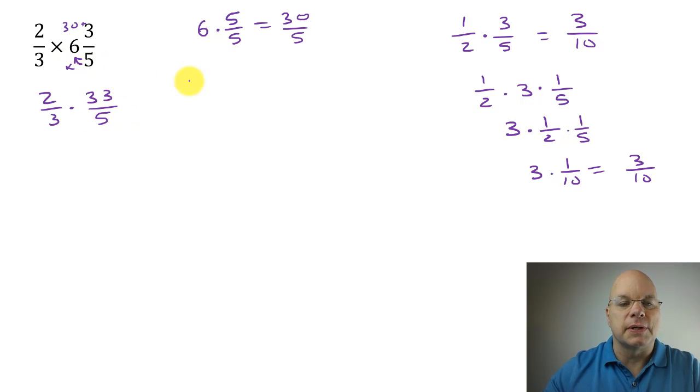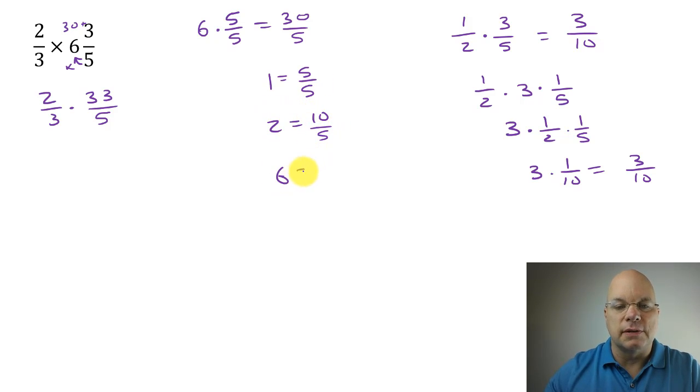But the reason we do that is because 1 is equal to 5/5. 2 would be twice as many, so 10/5. 6 would be 6 5/5 or 30/5. So you add the 30/5 to the 3/5 and you get 33/5. I'm just going to multiply across first, and then we'll talk about opportunities to simplify.